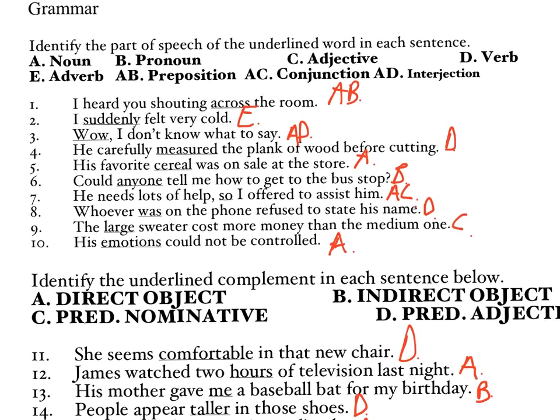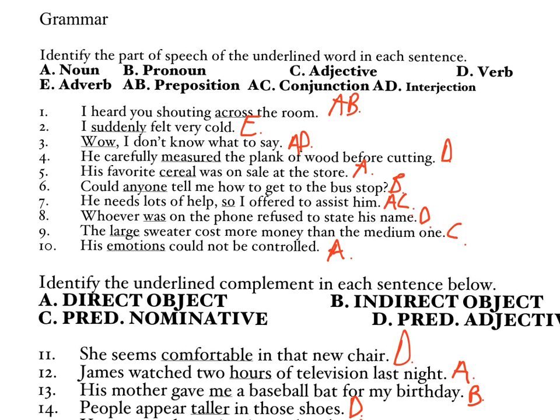Let's zoom in here and talk about parts of speech first. Good. All right. We're giving you a sentence. We're underlining a word. We're asking you to determine that part of speech. I heard you shouting across the room. Across is a preposition. Prepositions, remember, show the relationship between a noun and some other word in the sentence. The noun is the object of the preposition, so in this case, room. And prepositions usually show location, usually like a physical position, or sometimes they show a time relationship.